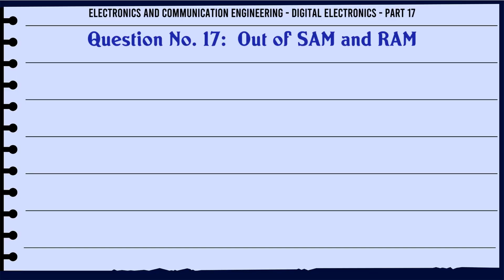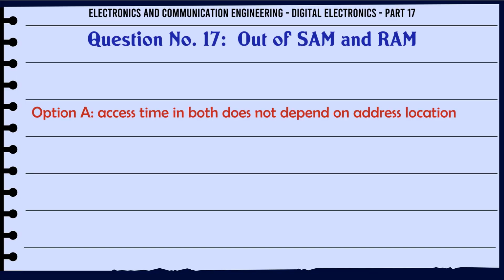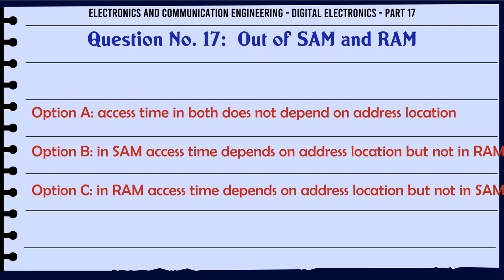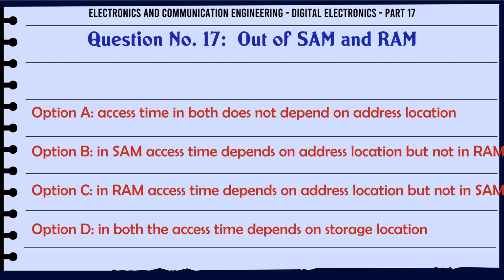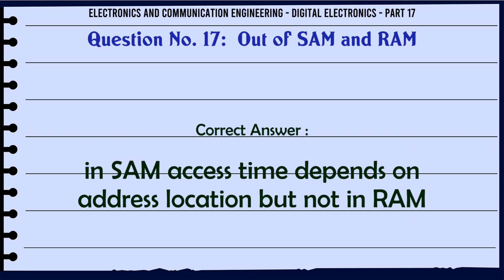Out of SAM and RAM: A. access time in both does not depend on address location, B. in SAM access time depends on address location but not in RAM, C. in RAM access time depends on address location but not in SAM, D. in both the access time depends on storage location. The correct answer is in SAM access time depends on address location but not in RAM.